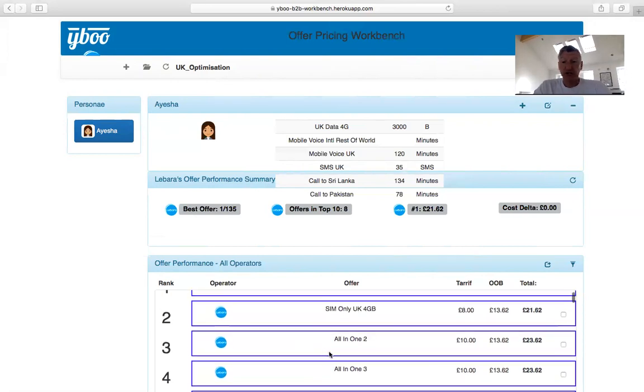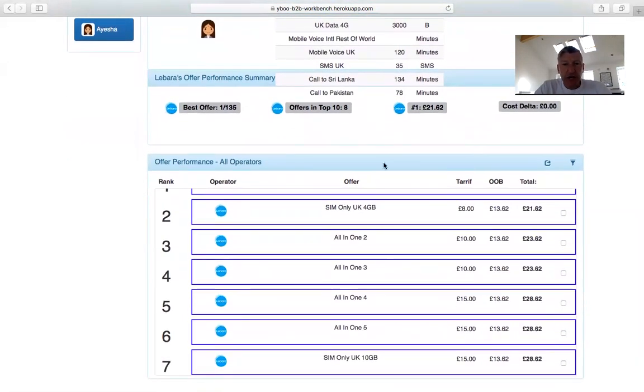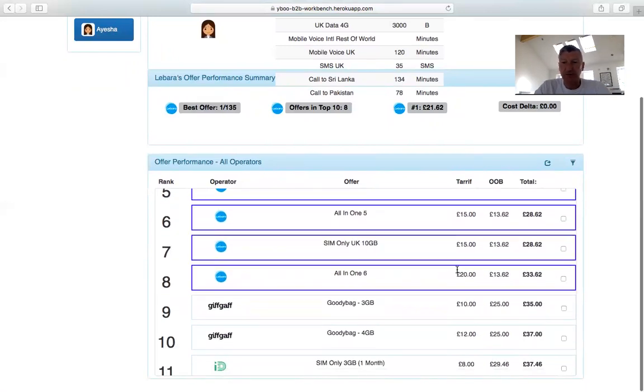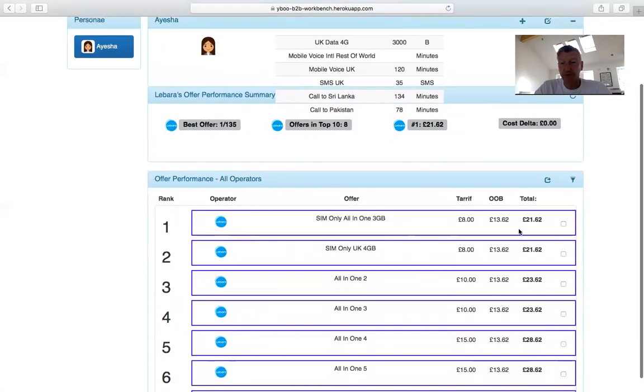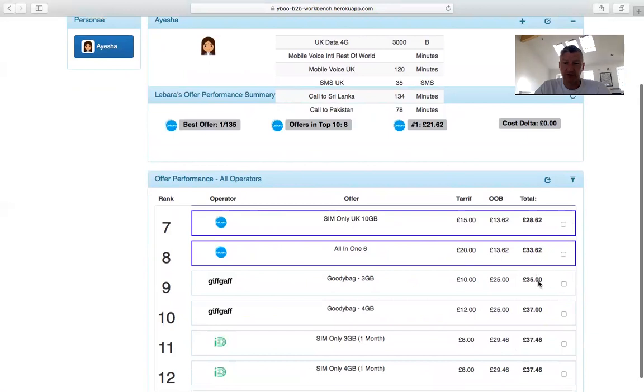Now, as you can see, the operator in question with the blue circle is absolutely dominating the results for this persona, based on these out of bundle or unusual international calls to friends and family overseas. And it's actually quite interesting that the nearest operator, the next most competitive operator, is appearing at number 8 in the list of results. And there's a huge cost variance between the number 1 offer for this persona and the next operator. Absolutely huge. Look at the cost difference.